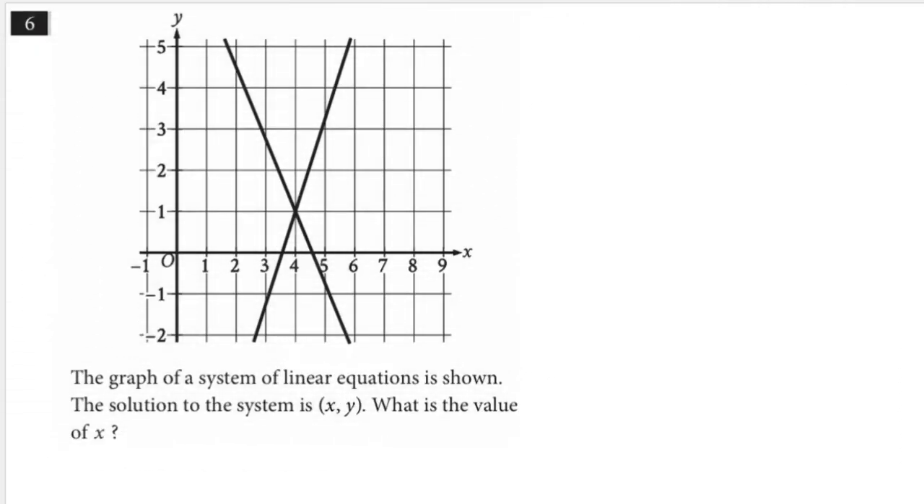Question 6. So we can see this graph, two lines intersecting. The question says the graph of the system of linear equations is shown. The solution to the system of equations. What is the value of x? So this is the solution. The x coordinate is 4 and the y coordinate is 1. We need just the x value, so x equals 4. This is one of those student response questions, so you need to put the correct answer in the given box.